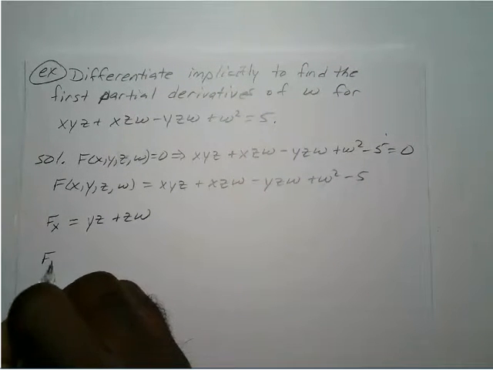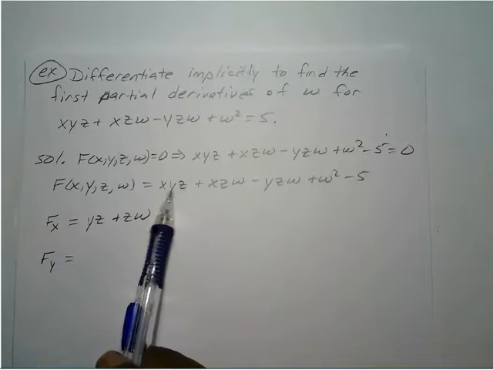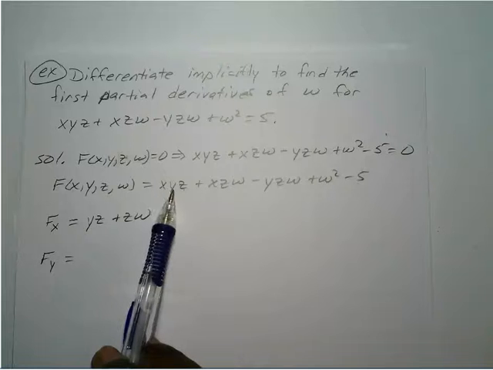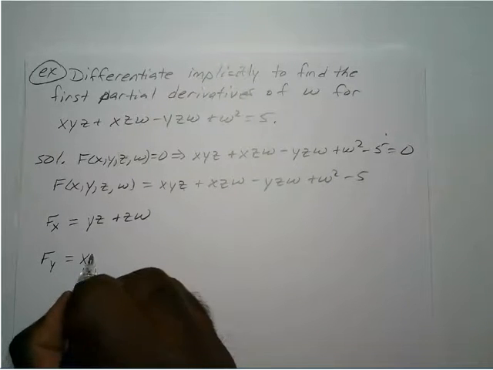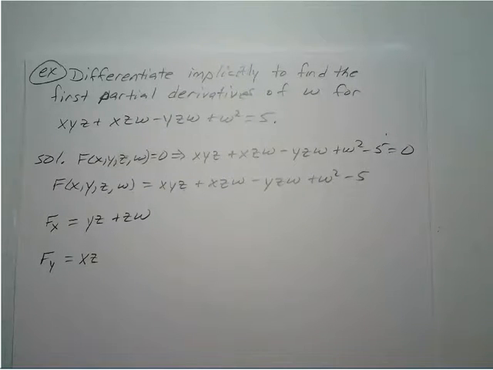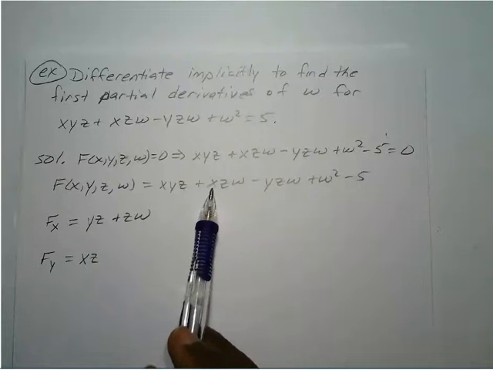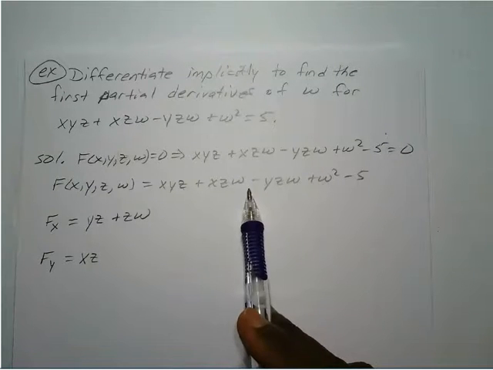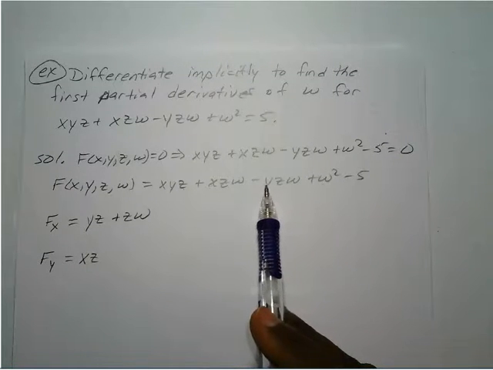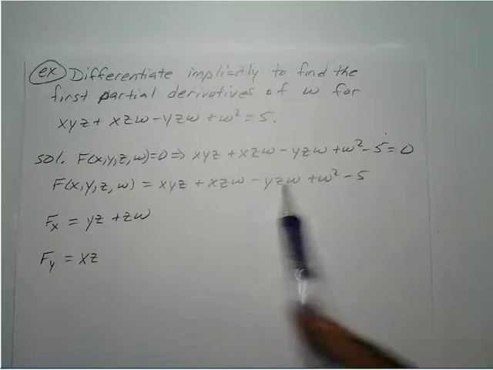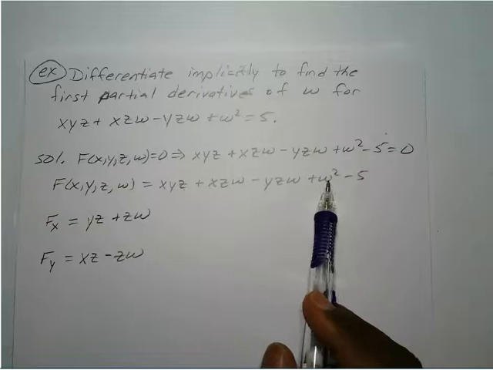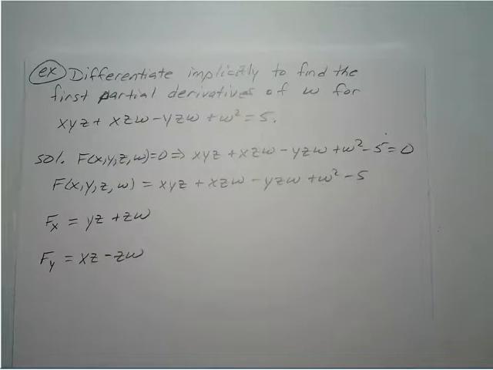Now our partial with respect to y, same thing. Here, the x and z are considered constants. So the derivative of y is 1, so that's 1 times x times z. There is no y here, so the derivative would be the derivative of a constant, which is 0. The z and the w are considered constants, they go up front. So the derivative of y is 1, so you have 1 times zw. That would be a constant, and that would be a constant, so those are both 0.